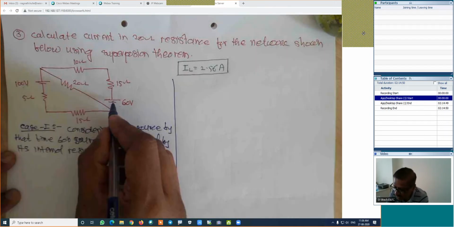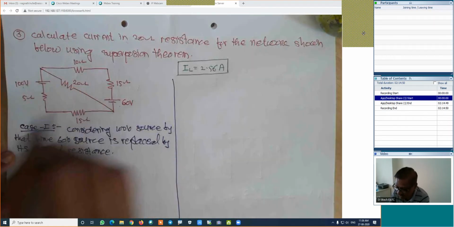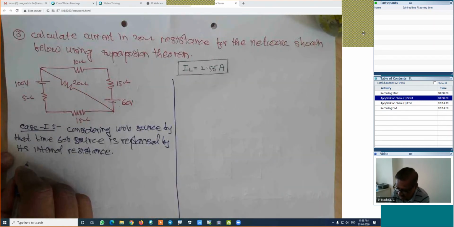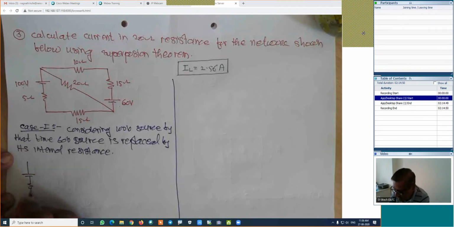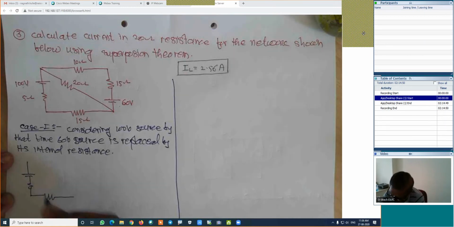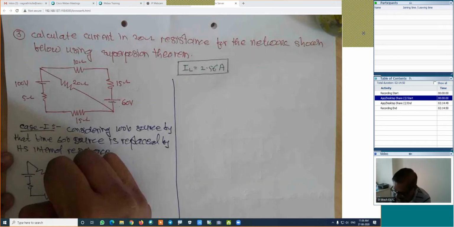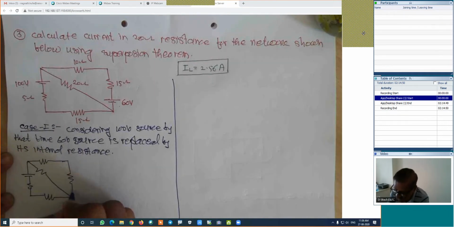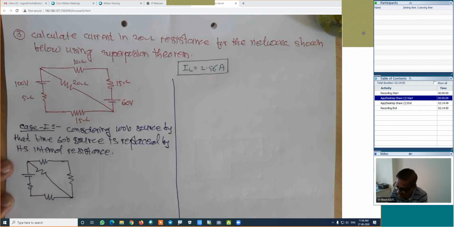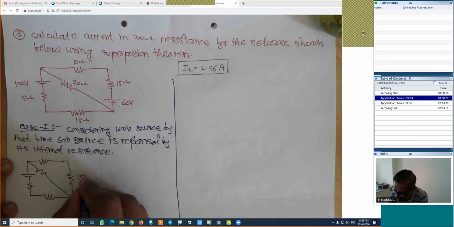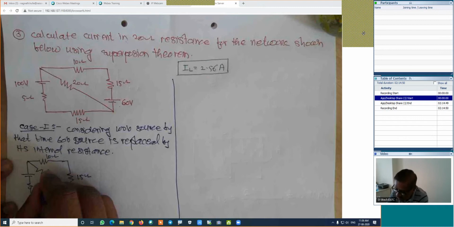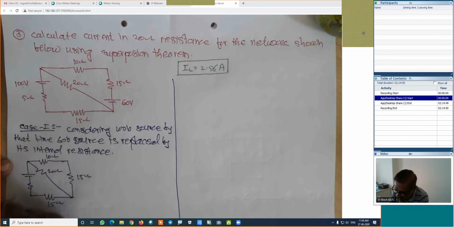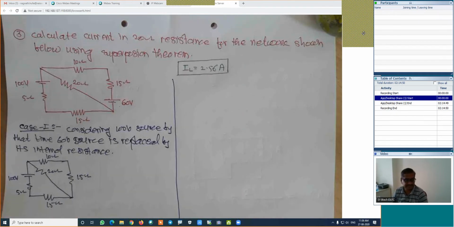I will remove it by a short circuit and I will redraw everything. It will be something like this. There is one source, there is one resistance. This is the second, here will be one resistance. This will be another. And finally, this will be the figure. It is 15 ohm, this is 10 ohm, this is 20 ohm, this is 15 ohm, this is 5 ohm, and it is the 100 volt. Is it right? This will be the figure.